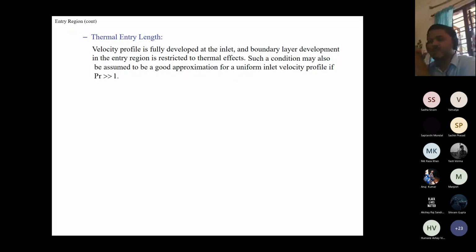So thermal entry length, however, what I wrote in the last one is, think about it, when the Prandtl number is much, much greater than one, then what happens? The momentum boundary layer is much thicker compared to the thermal boundary layer, right? So this is also an approximation that the flow becomes fully developed very soon. The momentum boundary layer is so thick, it grows at a very fast rate, and then the two boundary layers interfere on both ends and the flow becomes fully developed. Okay. So a uniform inlet velocity profile is also an approximation where Prandtl number tends to a very high number, like infinity. Like oil and so on.